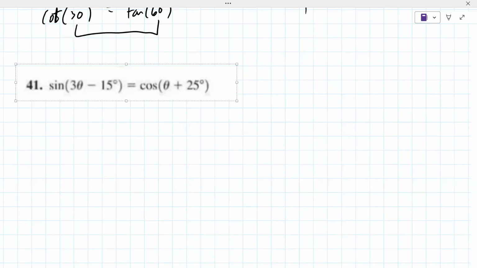Is it 20? All right, so theta equals 20. And yeah, you end up getting a 45 here and 45 here. So it does in fact work. All right, very good.